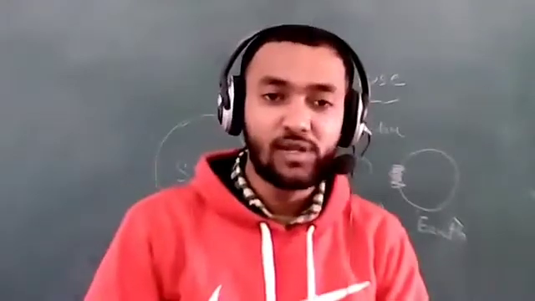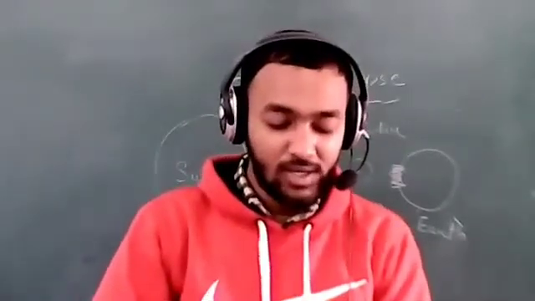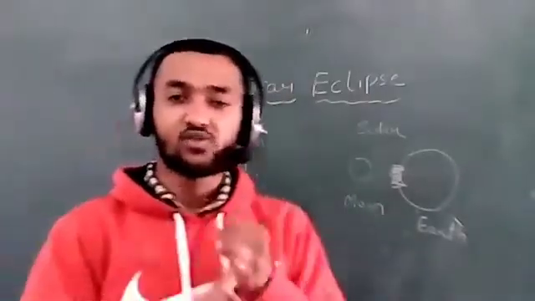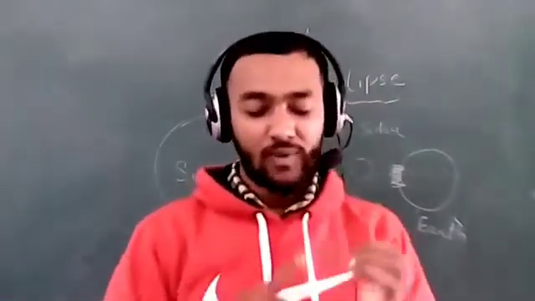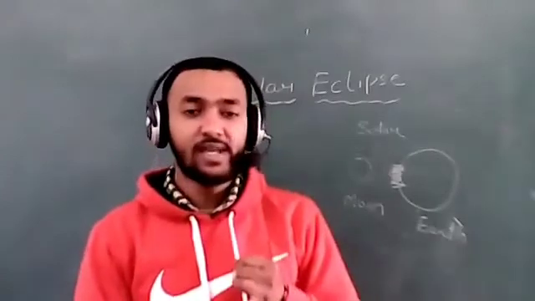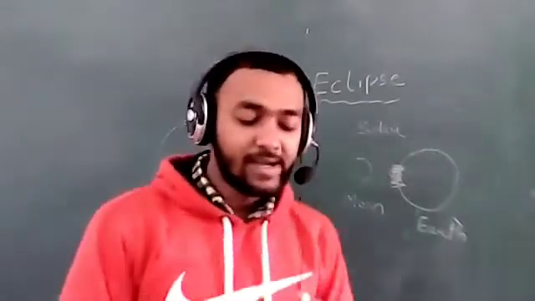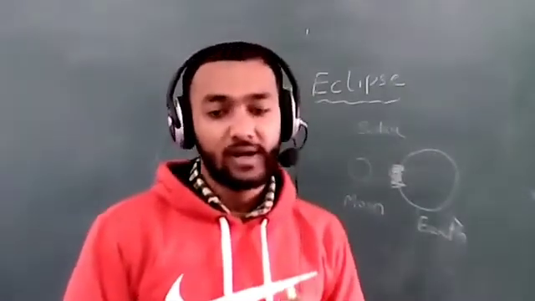And partial solar eclipse. A partial solar eclipse occurs when the Sun is partially hidden by the Moon. In a total solar eclipse, the Sun is totally hidden by the Moon. In a partial one, the Sun is only a little bit hidden by the Moon. And a solar eclipse always occurs on a new moon day.